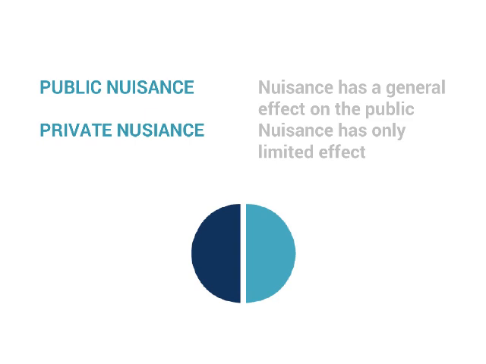Public nuisance is an unlawful act or omission interfering with the safety or comfort of the general public. Private nuisance involves an act the scope of which has only limited effect. For example, a man allowing his dog to enter his neighbour's property, leading to the garden being damaged.